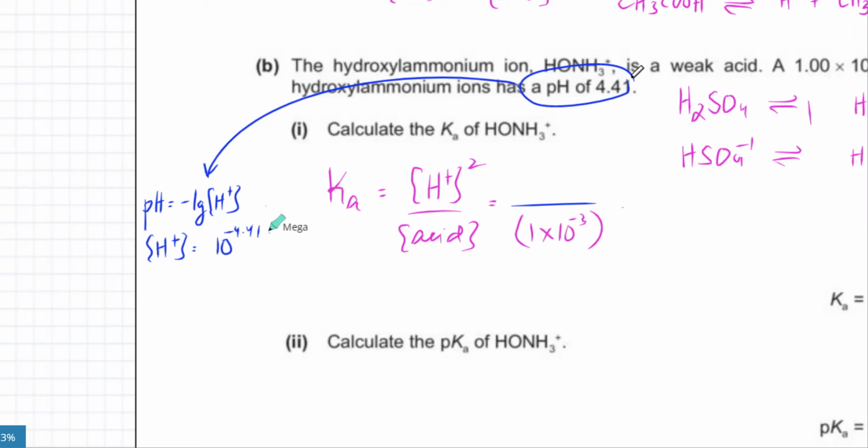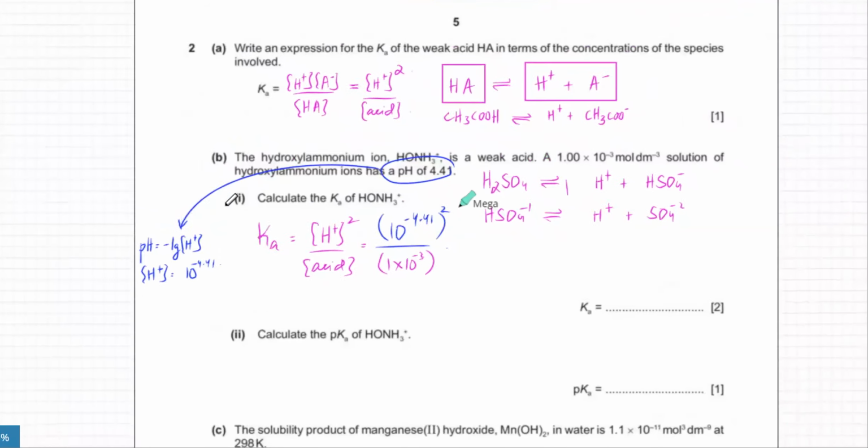You can just take anti-log on your calculator, but it's basically 10 to the power minus 4.41. So that's your H+1 concentration, and that's going to be squared. You can just plug in and you'll find the value of Ka. So remember this very quickly: pH is negative log of H+1 concentration, and that's 4.41. If you want to find H+1, that's going to be 10 power minus 4.41. Simply that. That's anti-log. And you'll find the value of K.